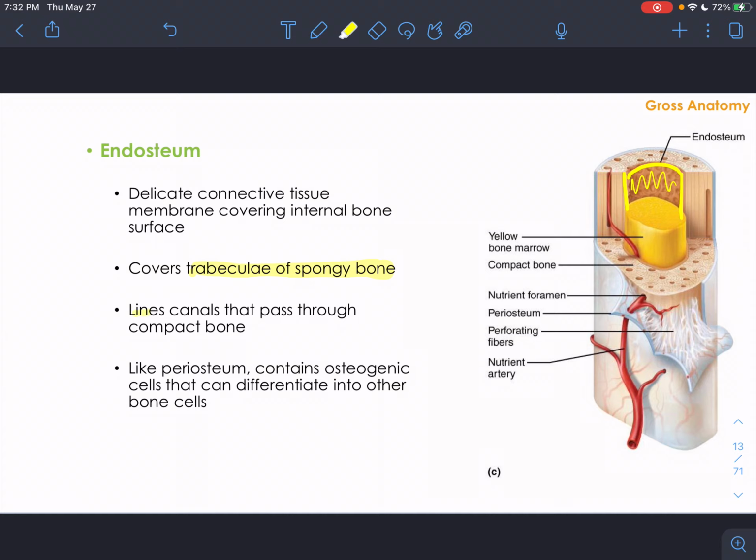There's also going to be a bunch of canals that are passing through compact bone that we'll talk about in a minute, and it's going to be lining those as well. So literally any holes or spaces, gaps within the bones are going to be lined with the endosteum. And the endosteum also has those osteogenic cells that are going to be responsible for differentiating and creating new bone cells.